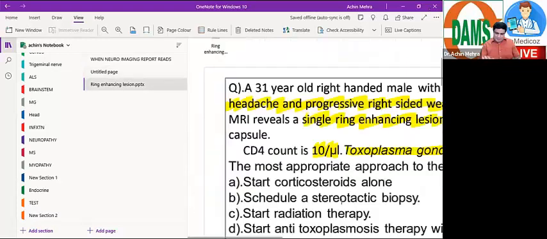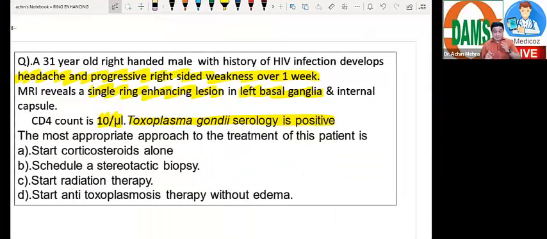So I believe we are wise in our answer now. A 31-year-old right-handed male, HIV positive, CD4 count low, Toxoplasma gondii serology positive. What is the best approach?